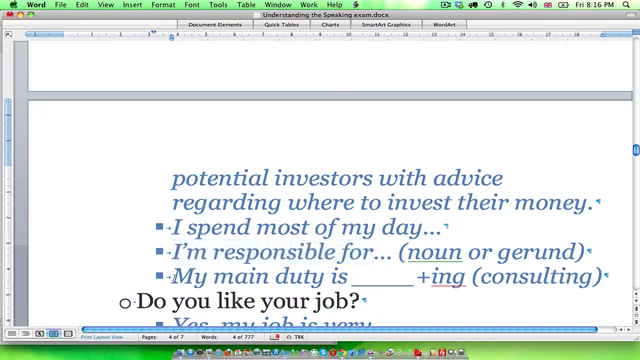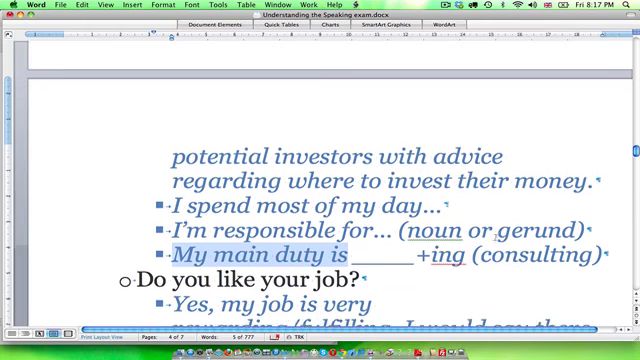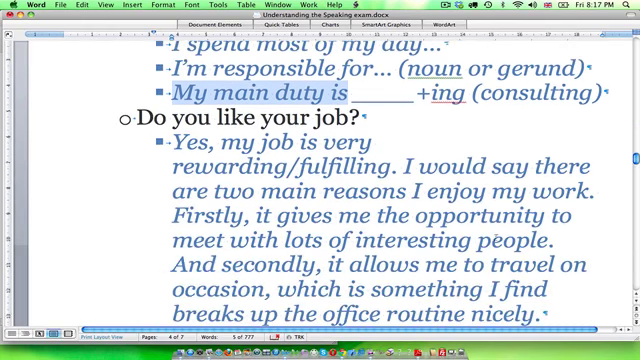Another nice academic phrase would be "my main duty is," and again you would follow this with a verb. So my main duty is consulting with potential investors. My main duty is following up with our sales team, developing, and then you develop your idea this way. Okay, now we get to something that's a bit more opinion based. Do you like your job?